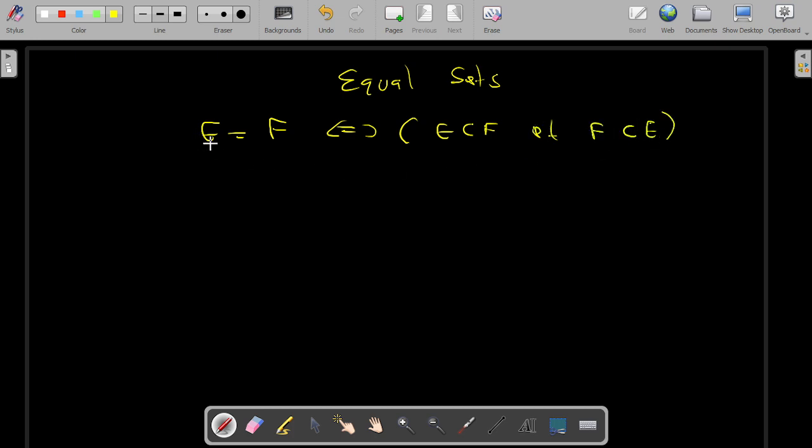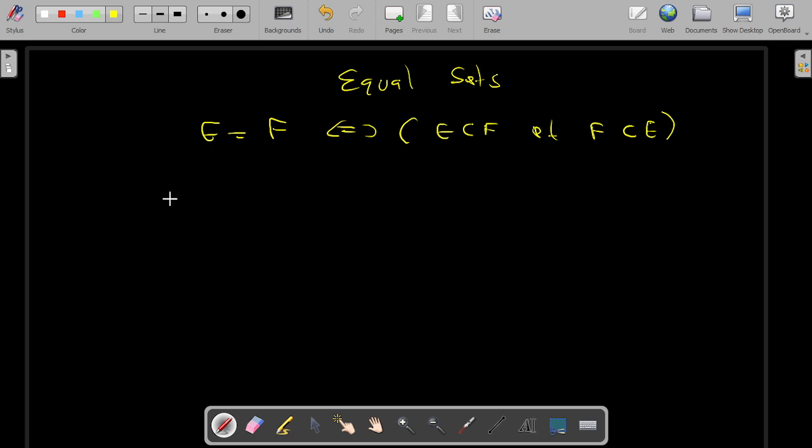E est égal à F si et seulement si E est une partie de F et F est une partie de E. So whenever E is equal to F, this is equivalent to saying that E is a subset of F and F is also a subset of E. Whenever E is included in the set F and F is included in the set E, a more concise way of saying that is that the set E is equal to the set F.